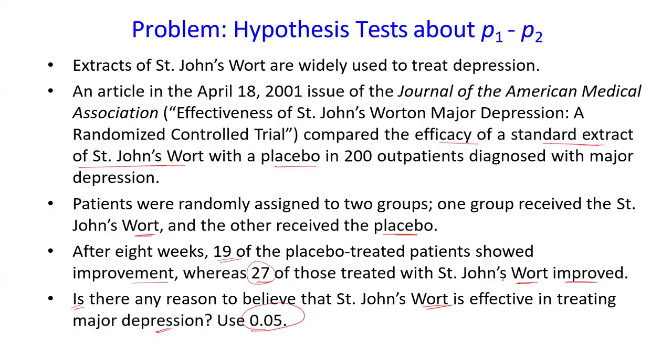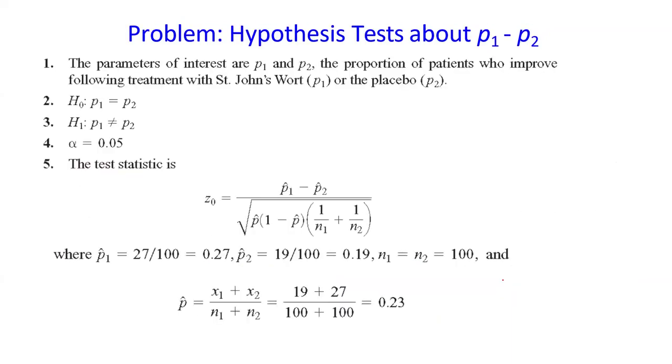Okay, and then I will compare. So it's all about proportion. Here P1 hat is 27 by 100 and P2 hat is 19 by 100. So these are the two proportions. I have all the information, N1, N2, the sample sizes, and this is the formula which I have to use. So first I have to find out the pooled proportion.